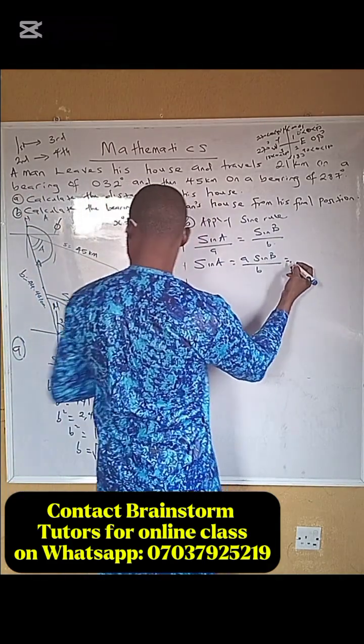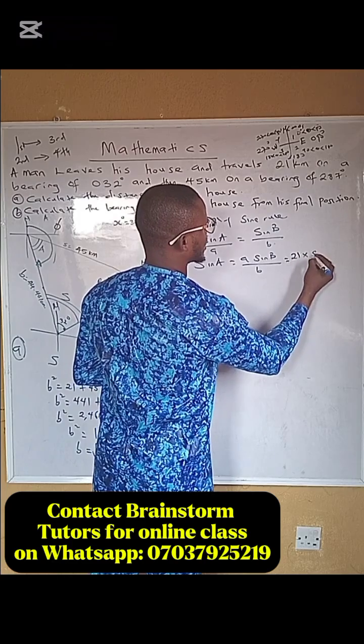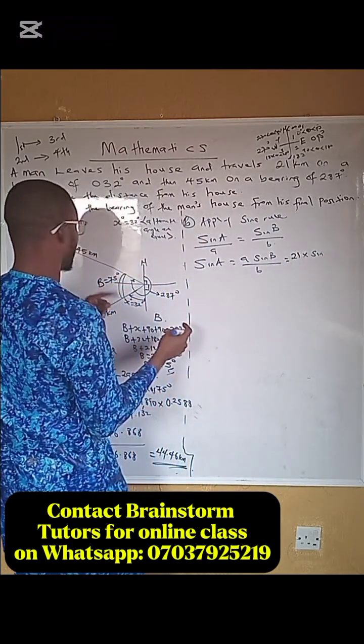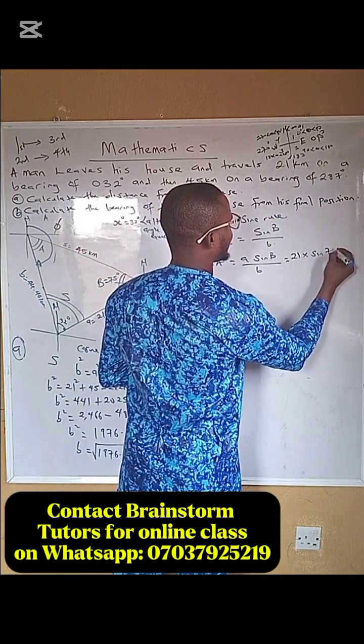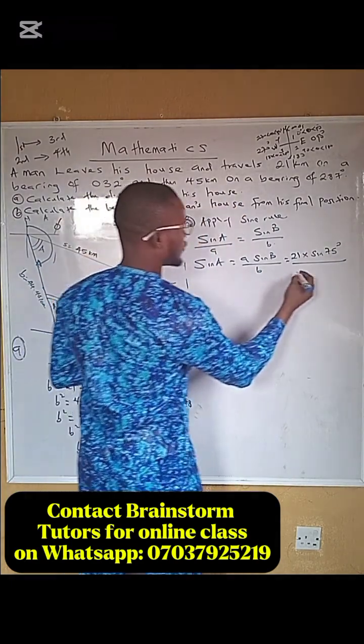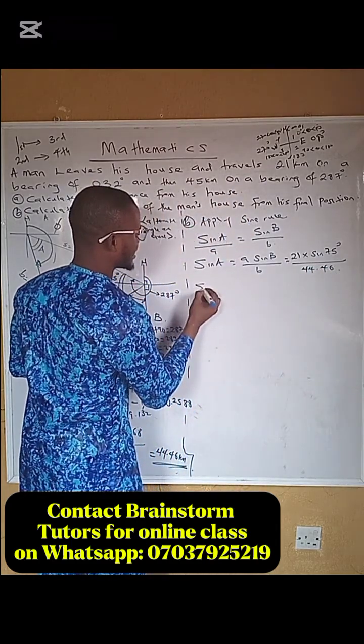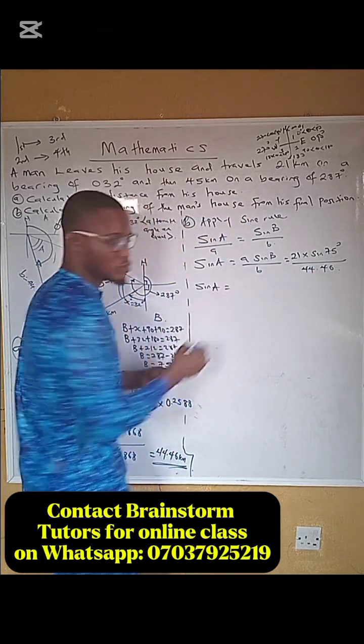So I know my A. My A is what? It is 21 kilometers. I'm just going to say 21 times sine B. My B is what? It is sine 75 degrees over b. My b is what? It is 44.46. So I can now say that my sine A, I'm just going to use the calculator here.